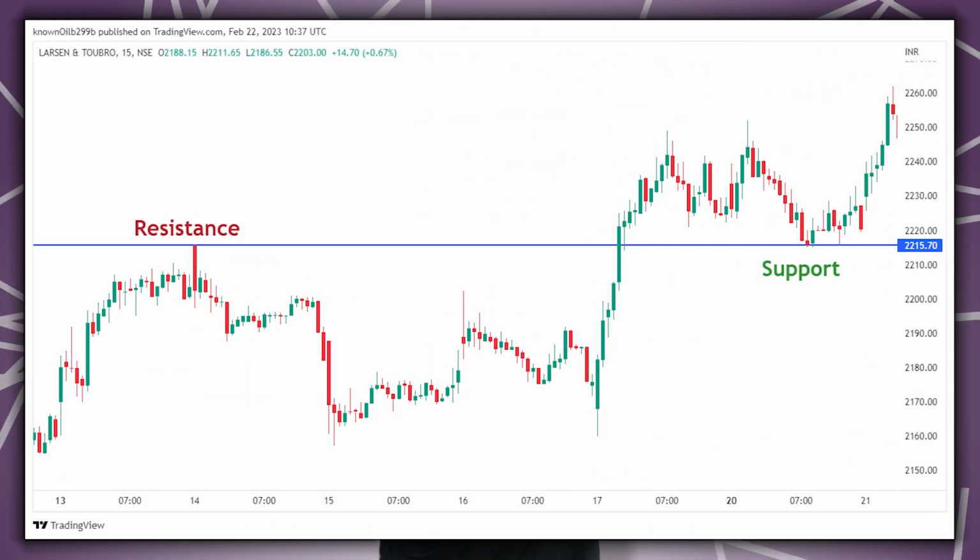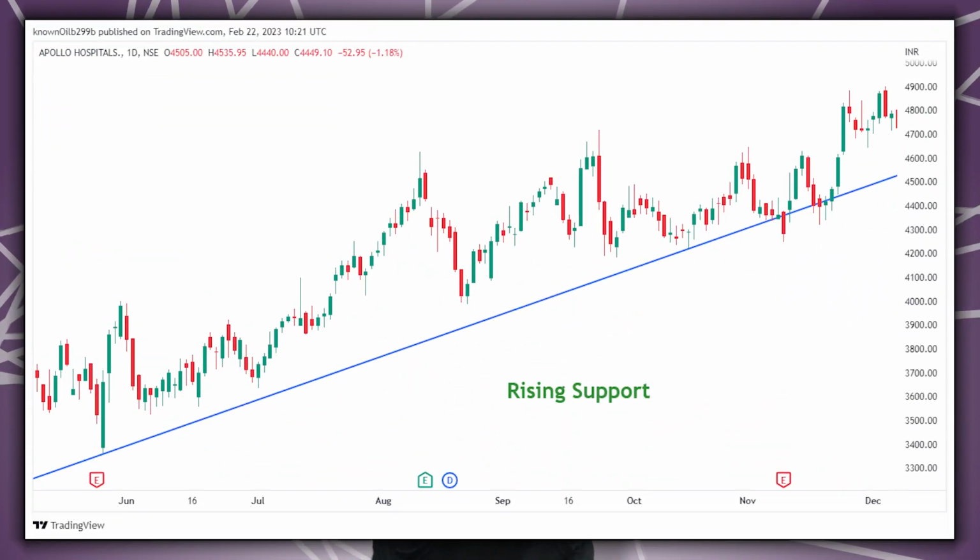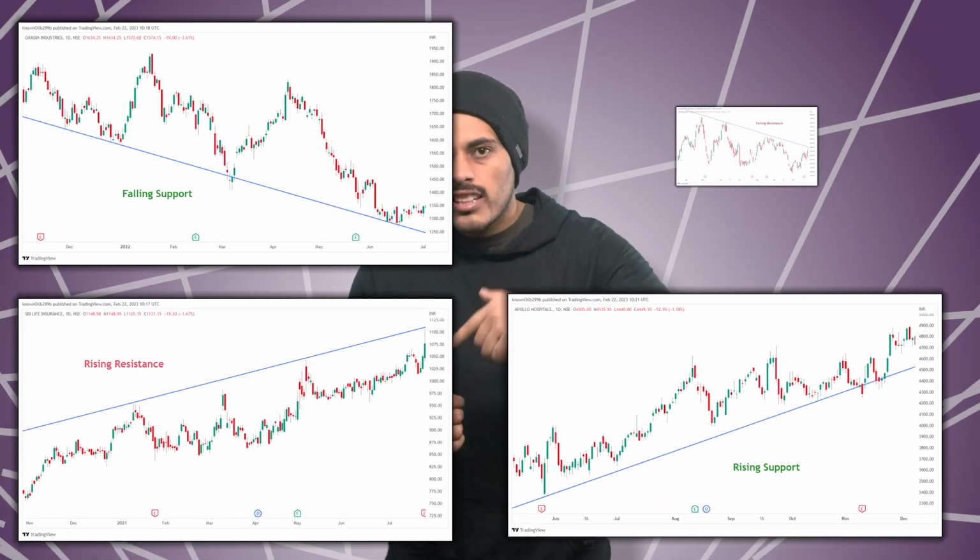Now, support and resistance can also be directional, like rising support. When the stock moves in a higher high and higher low structure, then you can plot a trend line on the lower band of the pivot points. Then you can see there's a rising support line or zone in this structure. Similarly, there can be rising resistance, falling support, and falling resistance.